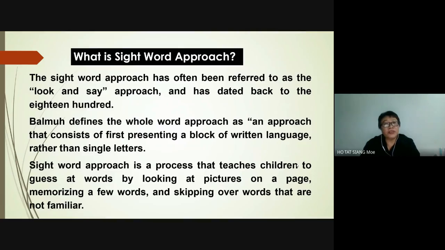What is the sight word approach then? The sight word approach has often been referred to as the look-and-say approach and has dated back to the 1800s. Bamu defines the whole word approach as an approach that consists of first presenting a block of written language rather than single letters. That means it's not alphabet, but words, okay? A few alphabets to form words. The sight word approach is a process that teaches children to gaze at words by looking at pictures on a page or memorizing a few words and skipping over words that are not familiar.